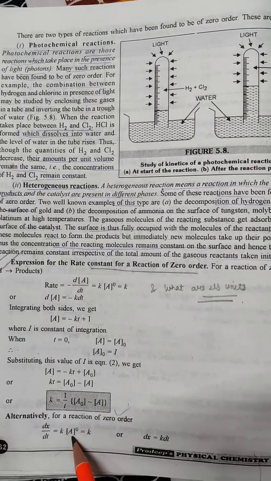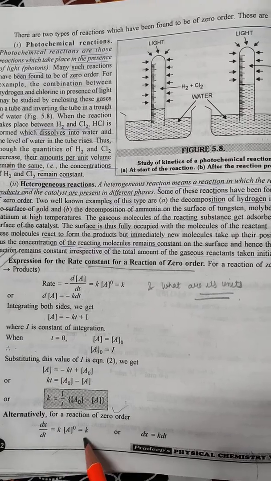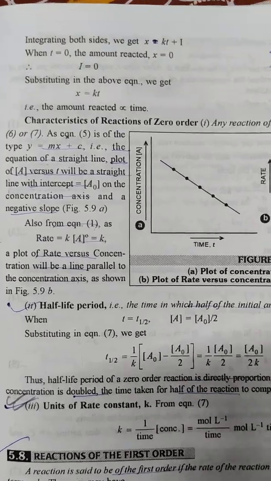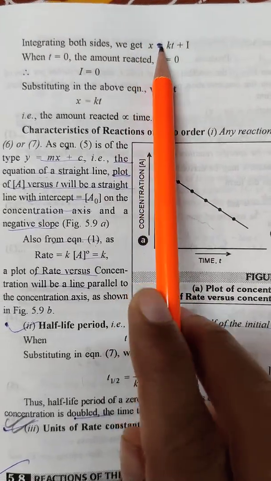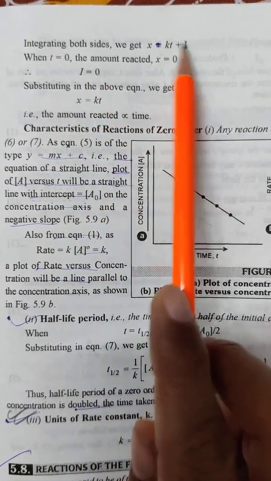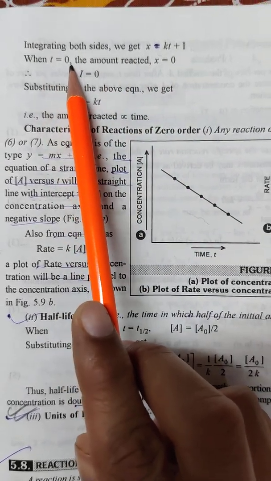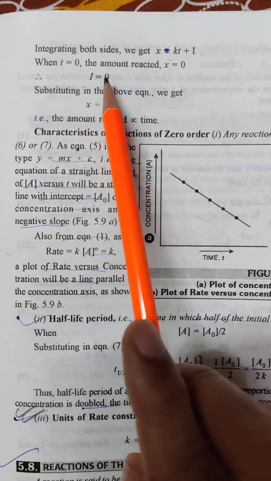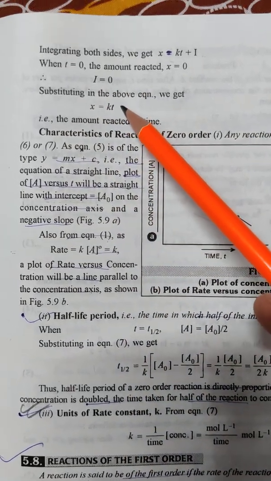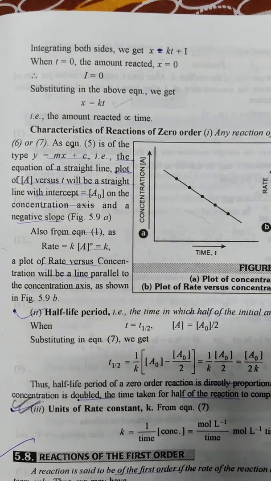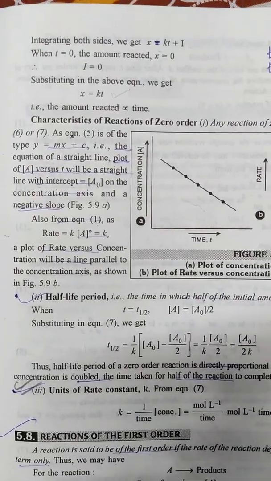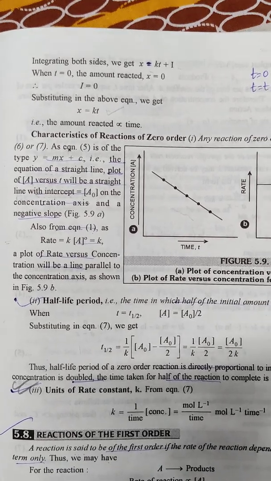Now there is an alternate expression: dx upon dt is equal to k, we know. From here dx is equal to k dt, then x is equal to kt plus I after integrating. So here also we have to calculate the value of I. When the value of time is 0, the value of x is 0, so the value of I becomes 0. So here x is equal to kt. These are the two different equations for reactions having zero order.